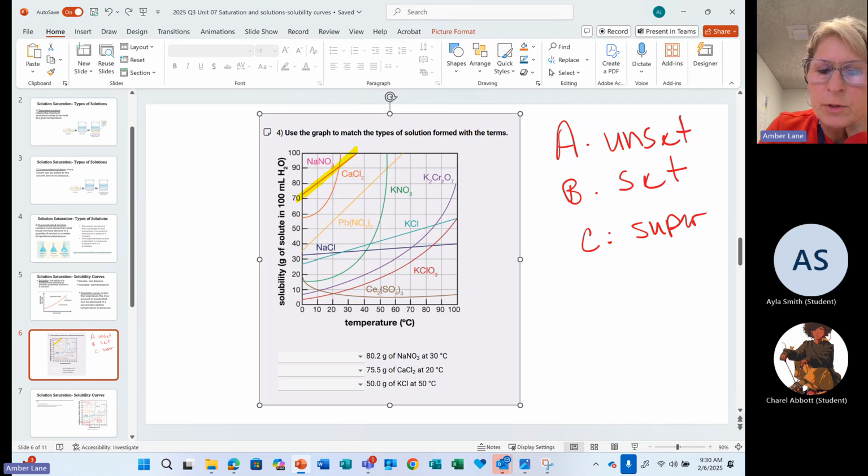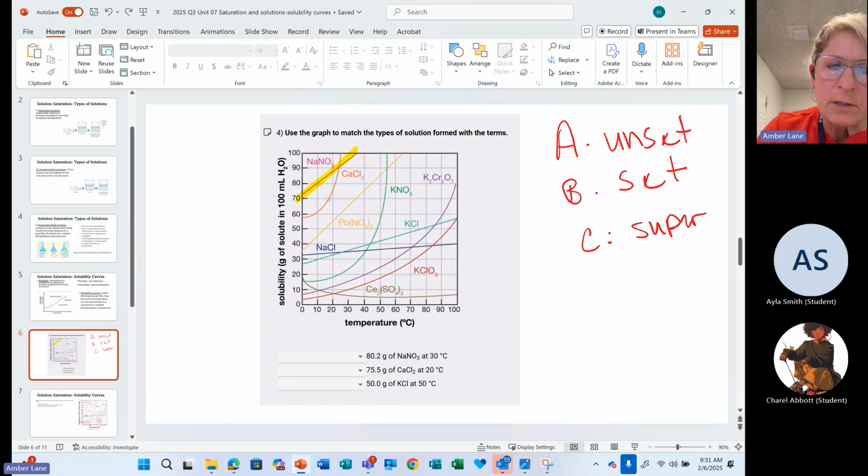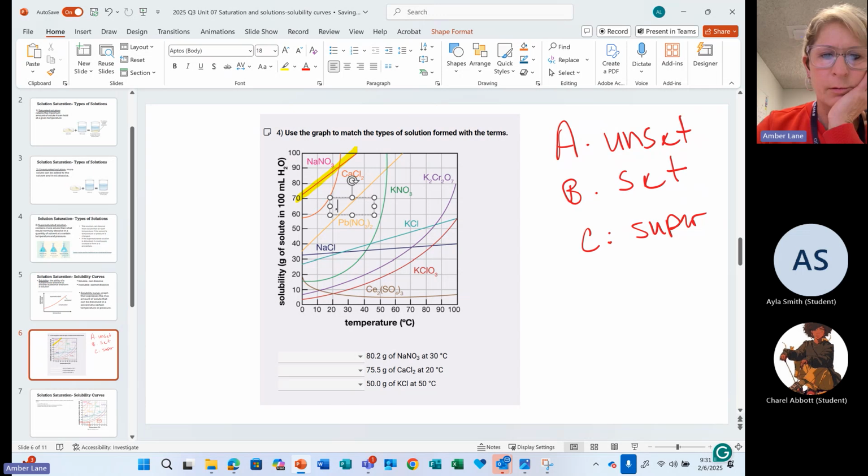So now if I go to calcium chloride, I need to find my curve for calcium chloride, and it's right here. And I'm going to go over 20 degrees and up 75.5. So over 20, up 70. Let's see, this is 70. Oh, where'd it go? 75.5, right? So maybe right about here.